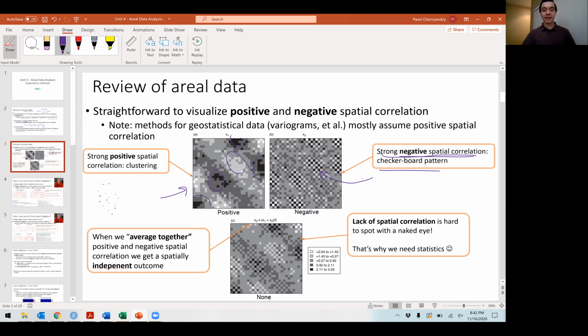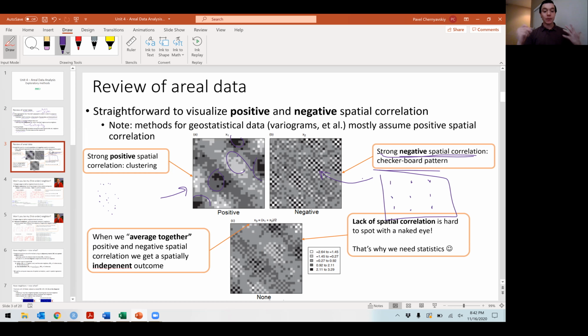Now, if we think of, and by the way, just reviewing point patterns, right? If I space my points out in sort of a regular grid of some sort, this is not a random point pattern, right? This is a regular point pattern exhibiting negative spatial correlation.